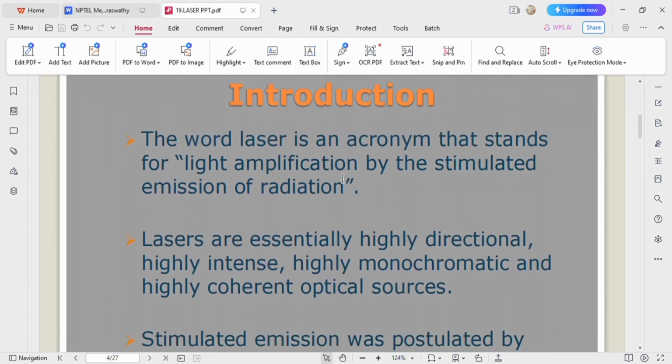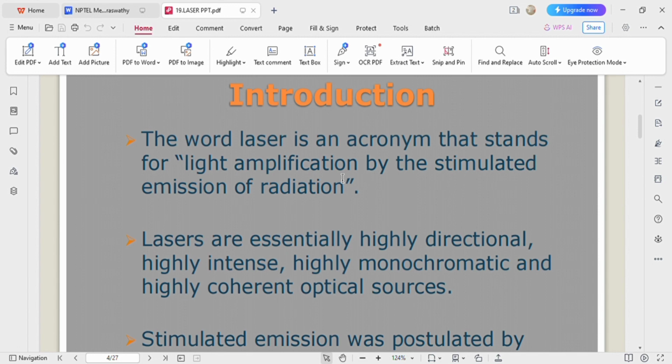We have to introduce what the laser is. The word laser is an acronym that stands for light amplification by stimulated emission of radiation. Lasers are essentially highly directional, highly intense, highly monochromatic and highly coherent optical sources.